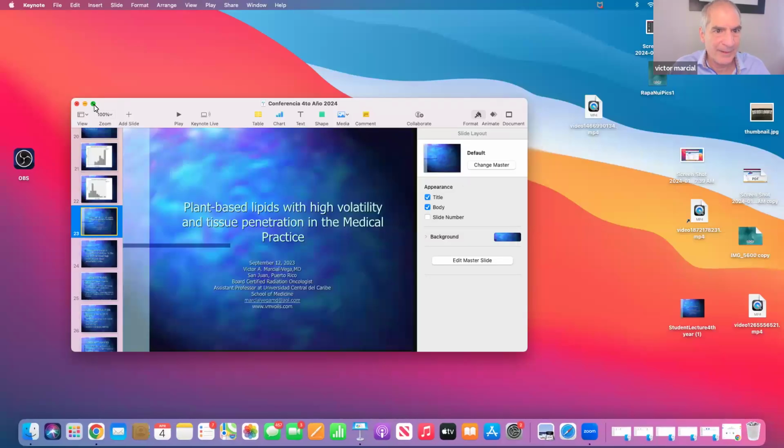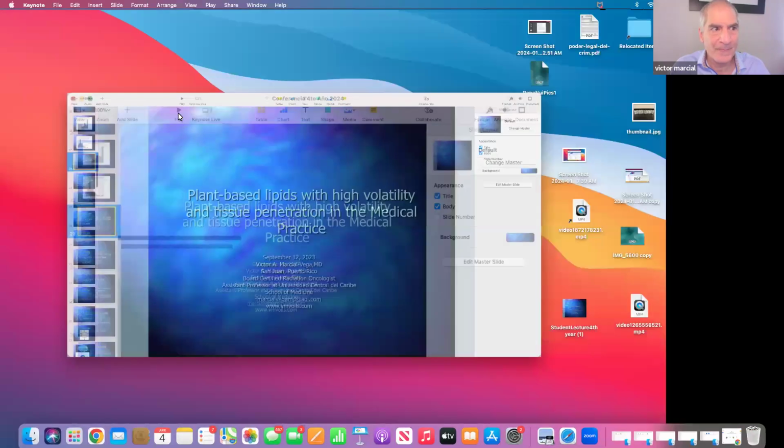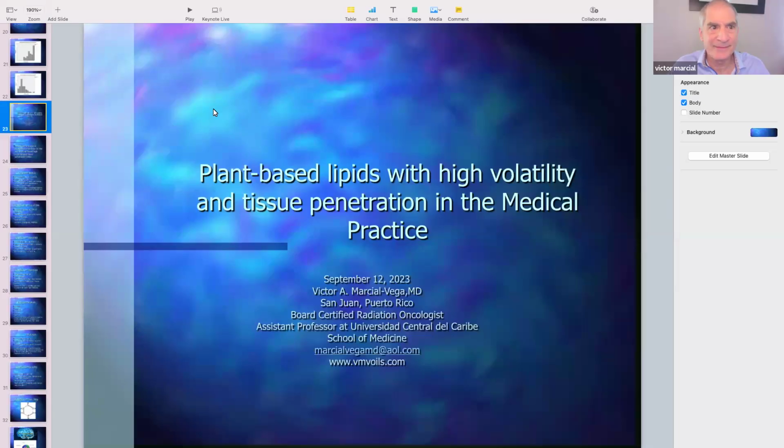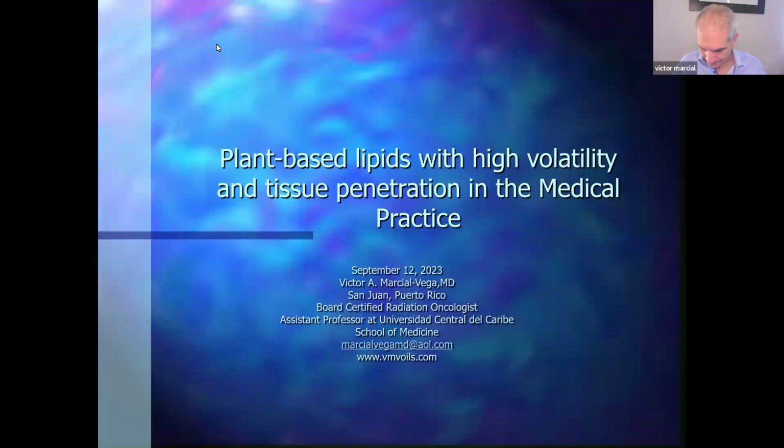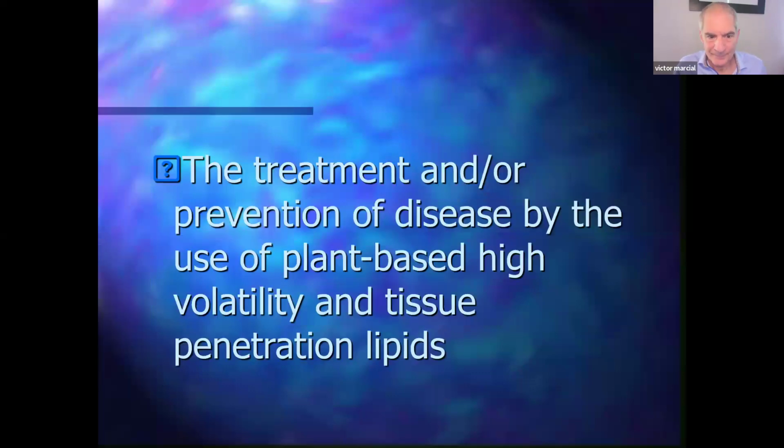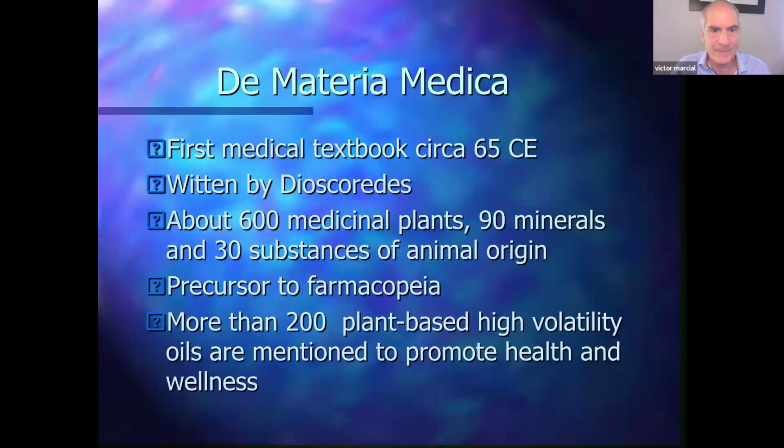We're going to be talking about the use of plant-based lipids of high volatility in the medical practice. And this is about the treatment or prevention of disease by the use of plant-based high volatility and tissue penetration lipids, also known as essential oils.